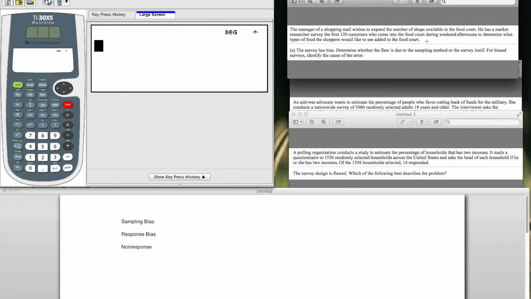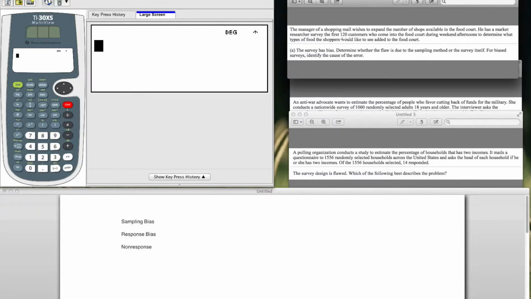So there is a bias in the way the survey is conducted. It says that he has a market research survey the first 120 customers who come into the food court during the weekend afternoons. So that's where the bias lies.